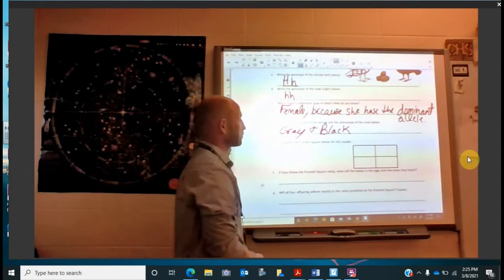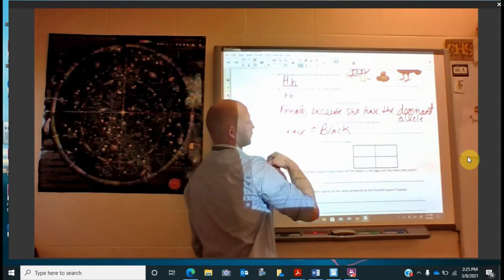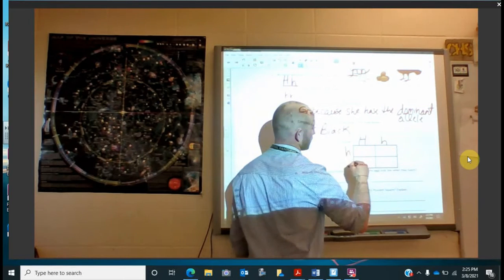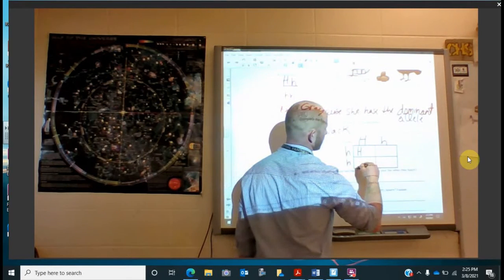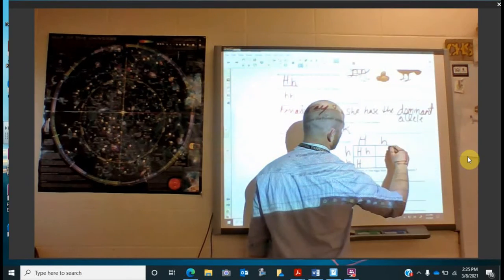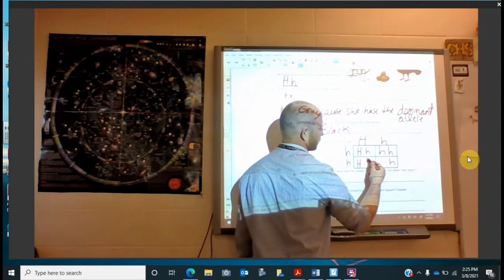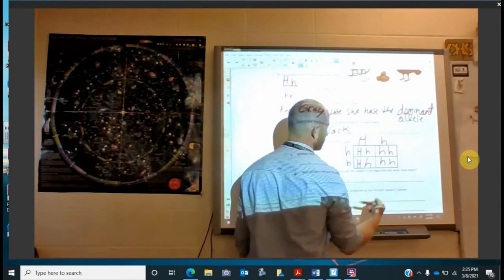So then we run out this Punnett square here. We just grab these two genotypes up here: big H, little h, little h, little h. Start filling it out. This little h goes here, this little h goes here.